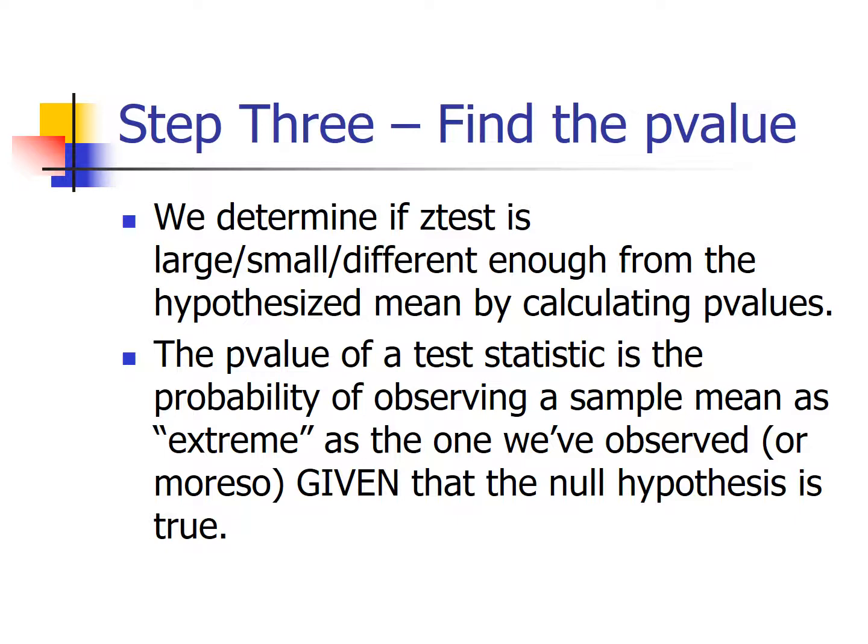The p-value of a test statistic is the probability of observing a sample mean as extreme as the one we've just observed, or more extreme, given that the null hypothesis is true. So it's basically what? It's basically a measurement of how consistent our sample is with our hypothesis. It's saying, is the sample mean generated from the sample consistent with your null hypothesis, right? If this p-value is very small, what does that mean?